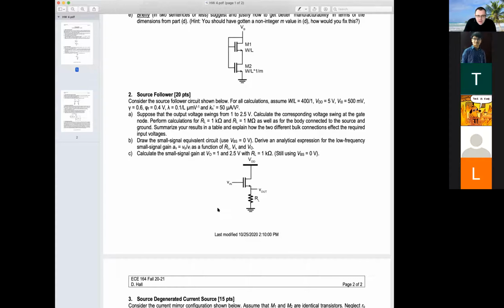Problem 2, so here we're looking at a source follower. This is something that we talked about in lecture 6. We're going to be looking at some interesting things related to the output voltage swing, the small signal model, and then what happens when we play with the body of this device, tying it to different potentials.